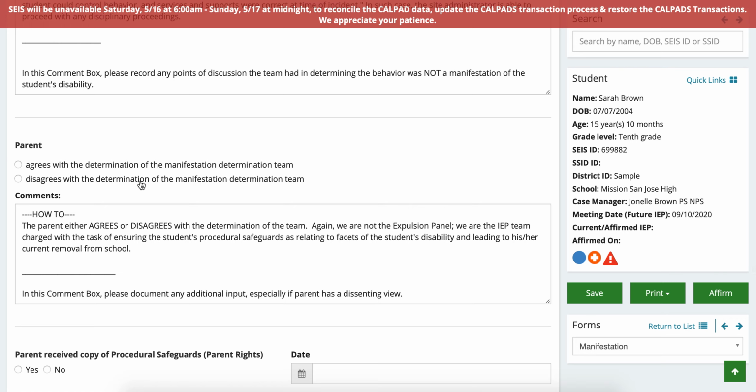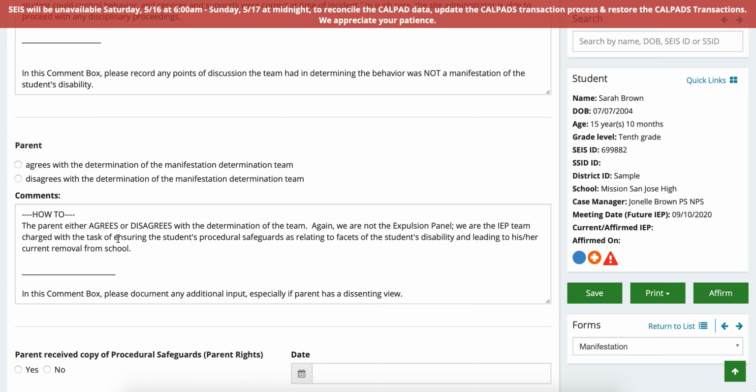Then we go into the parent either agrees or disagrees with the team's determination of whether it was a manifestation or was not. So they would mark either they agree or they disagree. And at this point, I think sometimes we get into a kind of sticky situation where the parents want to appeal, but again, we're not the expulsion panel. So appealing this is not something that they have the ability to do. We are just the IEP team that has to discuss and review the information.